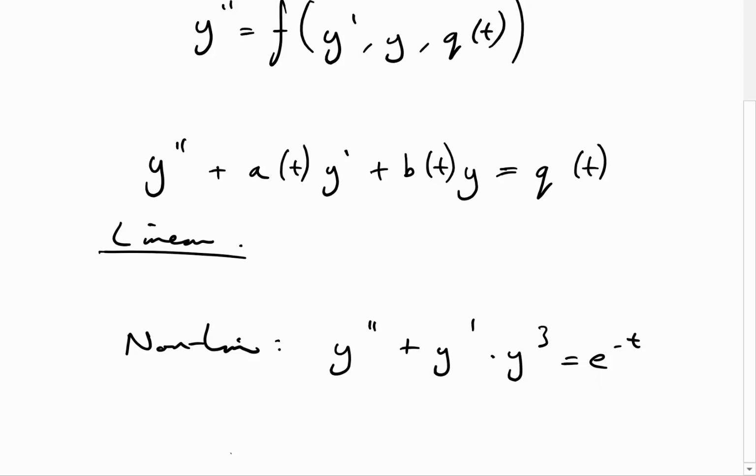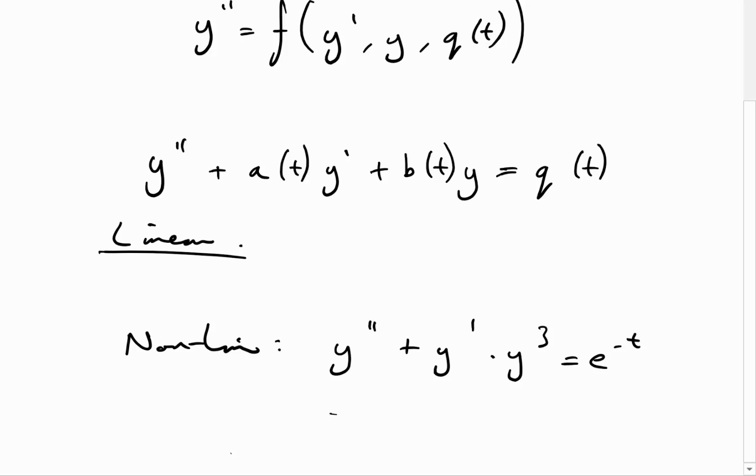Because what we've got here is the first derivative multiplied by the function. So that's already a bad thing. We need them to be separate terms. The first derivative and the function need to be in separate terms. But also, look here, we've got the function being raised to a power which is not 1. So that's another reason why it's non-linear. So this is a non-linear function.